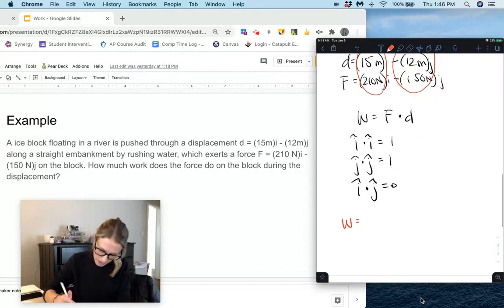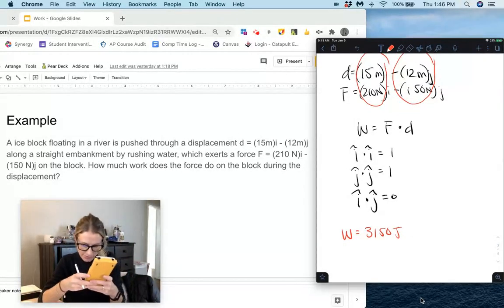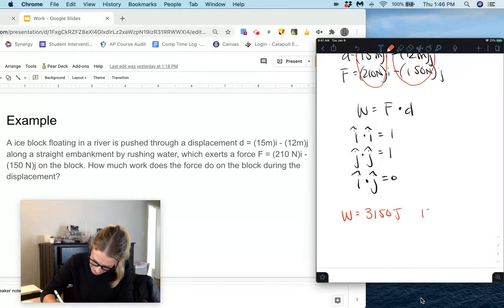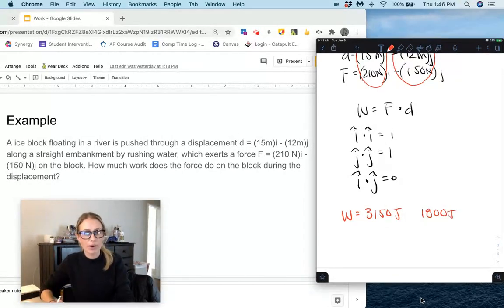So our work done is going to be 15 times 210, which is 3,150, and that's joules. And then a negative 12 times a negative 150 is 1,800. So we get 1,800 joules for that y component.